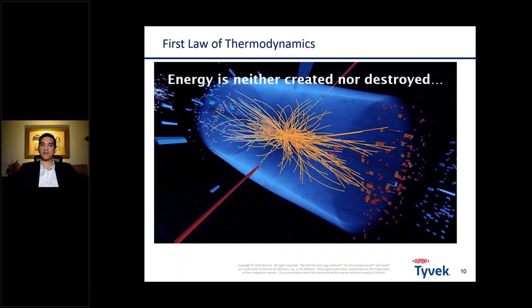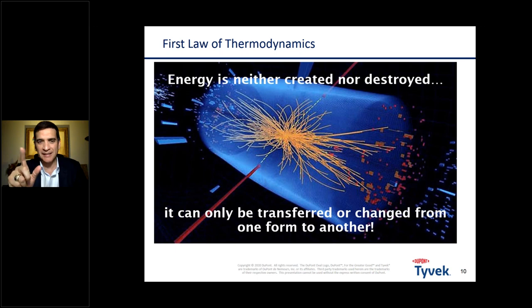First law of thermodynamics. Here we are. I was ahead of myself. I'm so excited with science. I love science. I was one of those geeks as a kid, by the way.